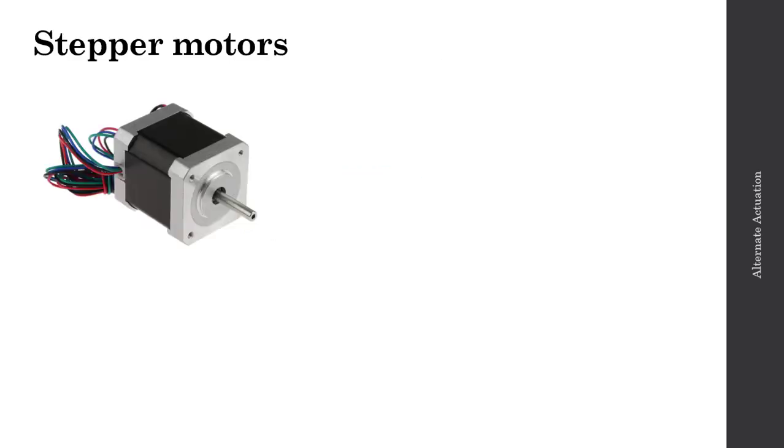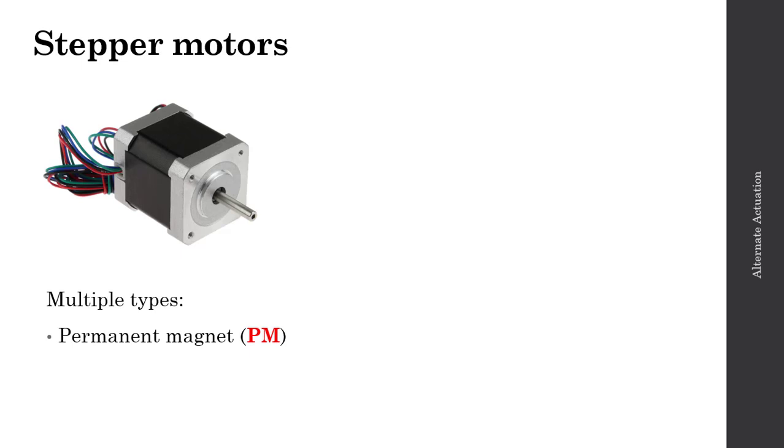DC motors are great if you want to operate a motor continuously. These motors provide a constant speed and torque. However, if you're interested in an application requiring position, then a stepper motor is going to be a preferable means of actuation.